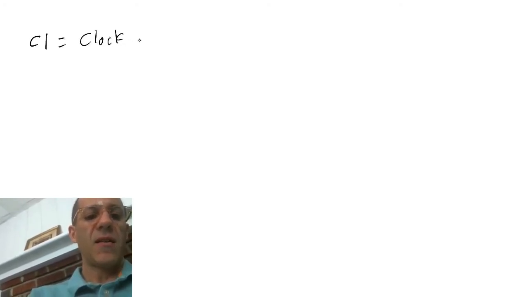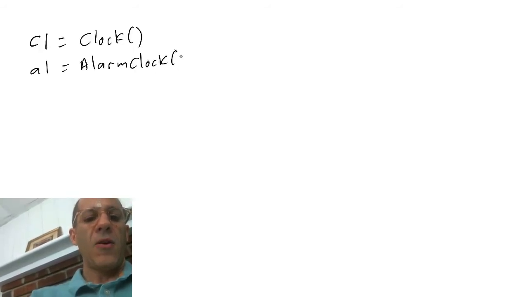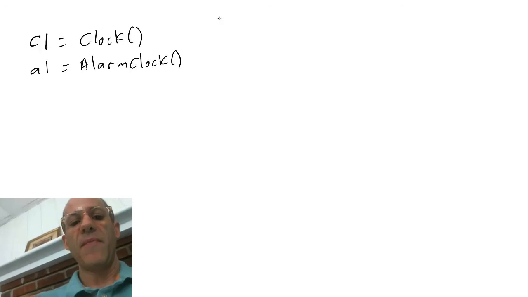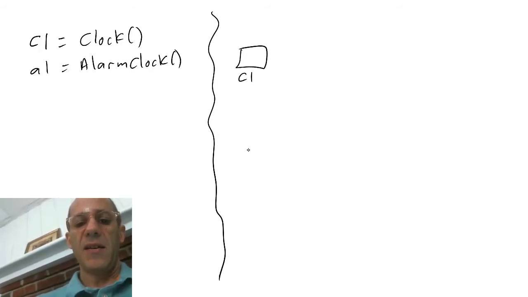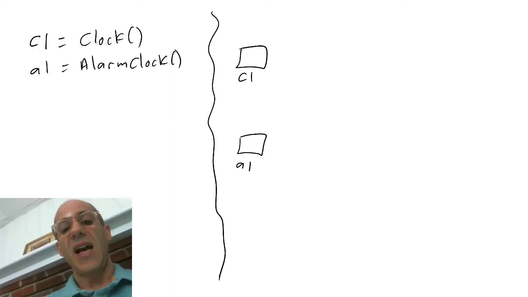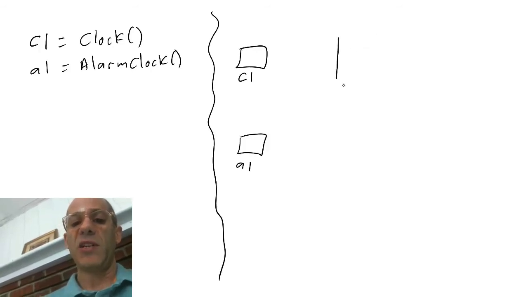When we wrote the kind of code we wrote before, for example, C1 equals clock and A1 equals alarm clock, what does that look like in Python memory? Well, let's take a look. We know that C1 and A1 are variables, and so they are going to be allocated a little block of memory. We know that they are referencing instances of classes, so they're very likely to point to something that is allocated for a class. And we've already done something a lot like clock before, so that's pretty straightforward.